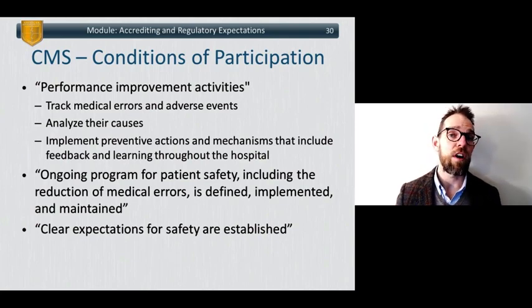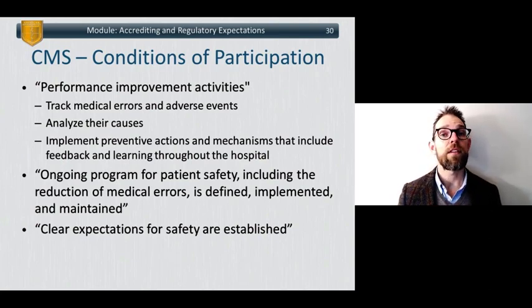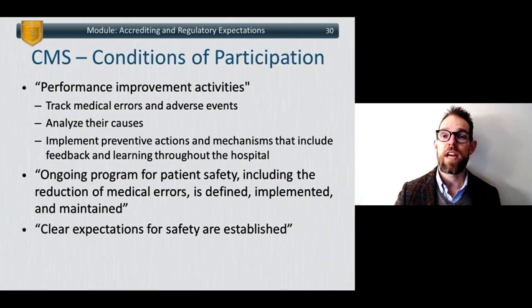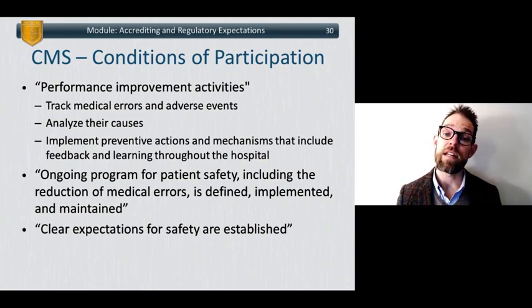This can involve using some digital device that tracks medical errors or adverse events. You look at those causes longitudinally, and you implement preventive actions and mechanisms that give feedback to the individual and feedback to the system, and ongoing education to prevent the reoccurrence of those injuries. Ongoing program for patient safety, including the reduction of medical errors. It's defined, it's implemented, and it's maintained. And there are clear expectations for safety that are established.